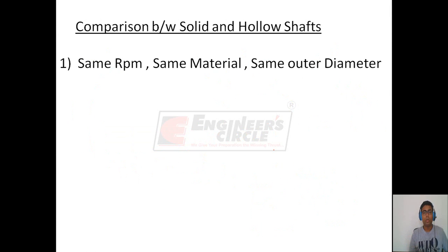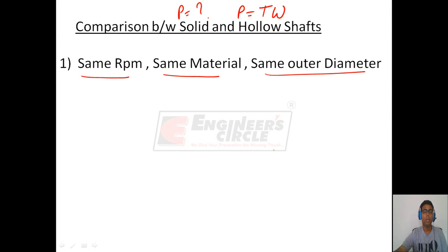Comparison between hollow and solid shaft is the comparison of the power, that is, which shaft can transfer more power, solid shaft or hollow shaft. The power transmitted by a shaft, P, is given as T, that is the torque transmitted by it, into omega. Now the first comparison is on the basis of same RPM, same material and same outer diameter.